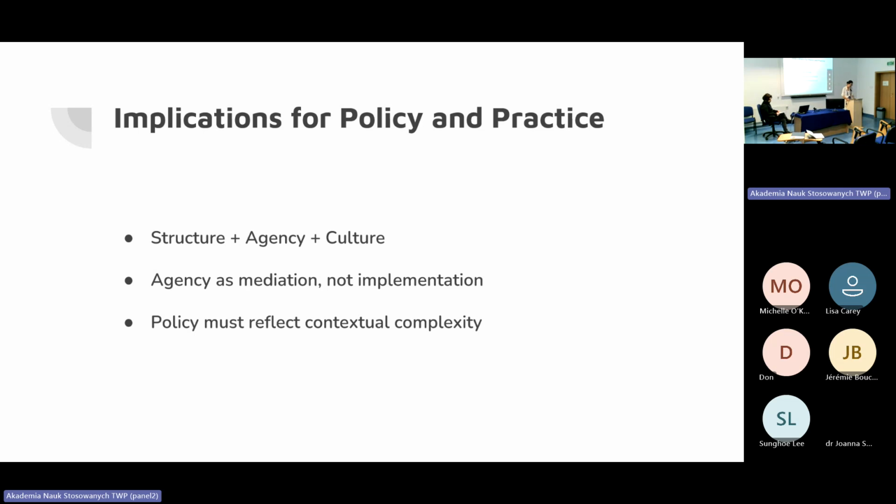Teacher education should be treated as a relational phenomenon where culture, structure, and agency influence one another continuously. Agency is mediation, not implementation. Teachers are not merely executors of policy, but active participants in shaping it. Policy must reflect contextual complexity. Transplanting systems without understanding their cultural and structural roots risks unintended consequences.